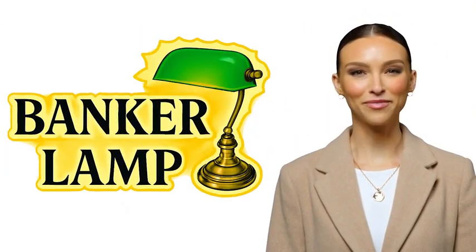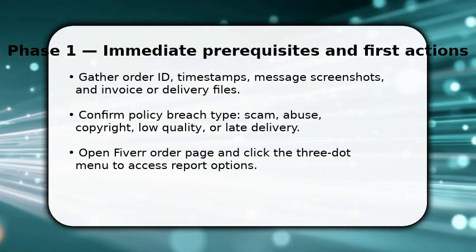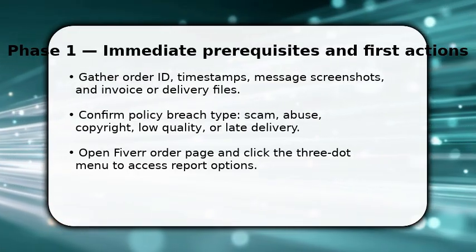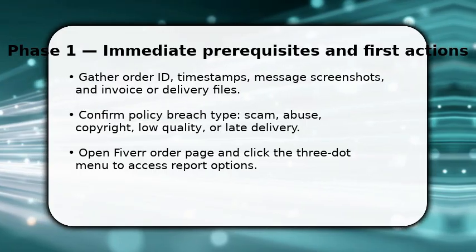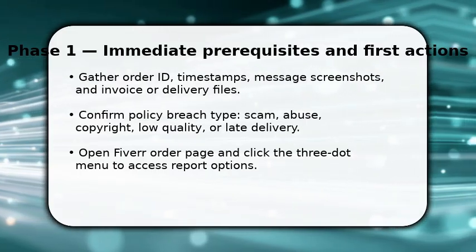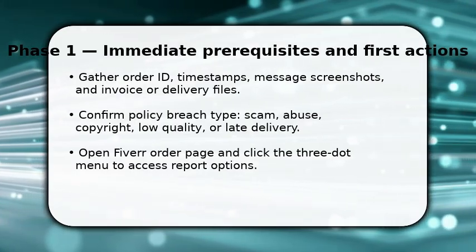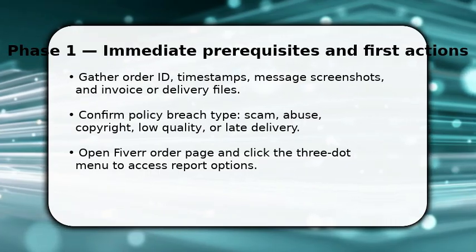Please enjoy the video. You begin by collecting evidence: order ID, timestamps, and clear screenshots. This matters because specific proof speeds review. Once done, check which policy the seller violated so you label the report correctly. Then go to the order page and use the three-dot menu to start a report.